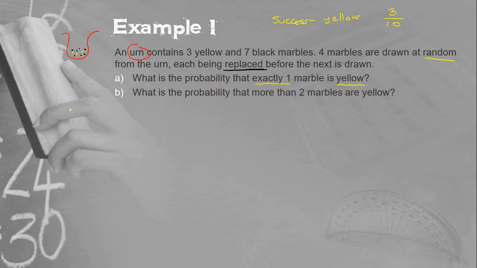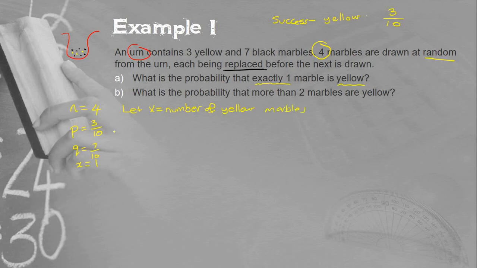So how do we set this up? We start by listing what we know. N, our number of trials: we are drawing out 4 marbles, so N is equal to 4. P, our probability of success, we worked this out before, was 3 over 10, which means that Q, our probability of failure, is 7 out of 10. Our value of X is 1. Now we should always start by actually defining X. You need to tell me what X represents. In this case, we let X equal the number of yellow marbles. That's what we're trying to calculate.